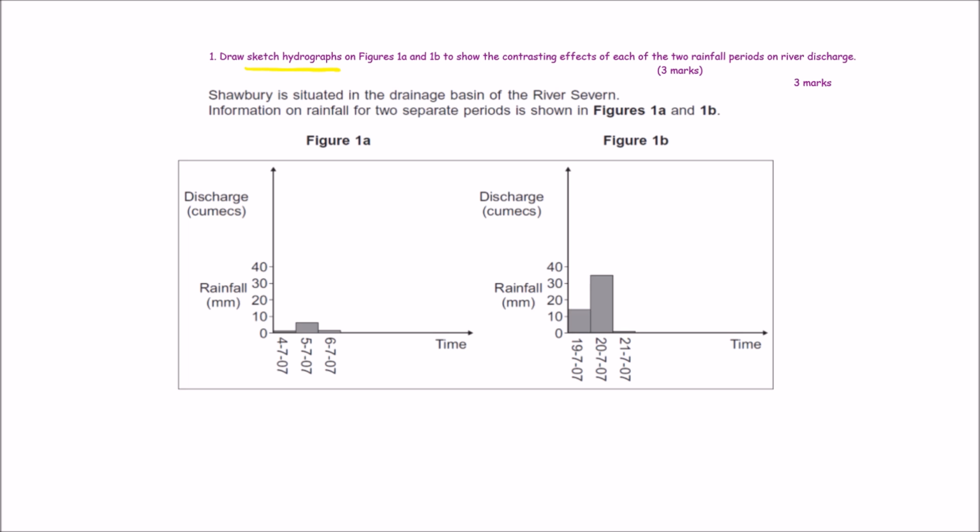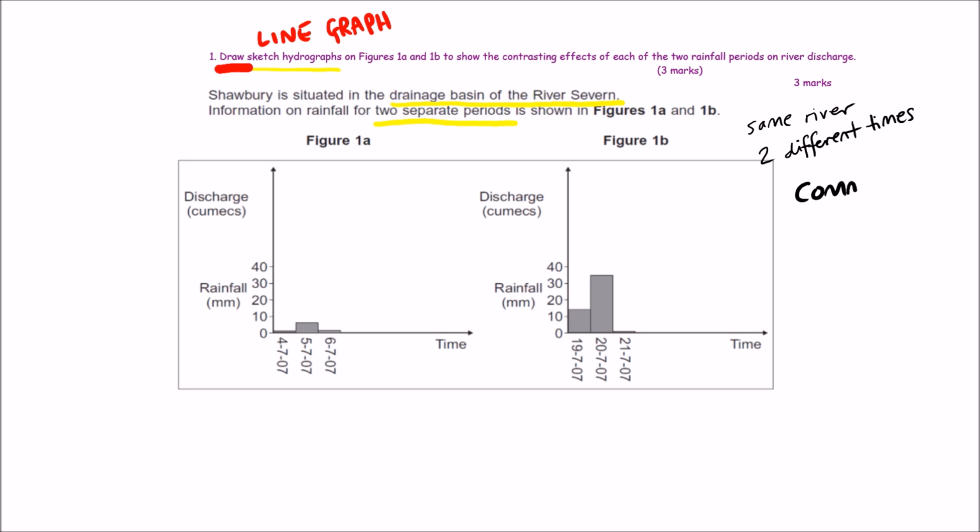Now, the first thing to remember is that a hydrograph is a line graph. So you don't need to be adding any more bars onto the diagram. Now, if we have a look at the question, we can see that the 2 graphs are from the same river. It's just that they show different periods. It's not 2 different rivers, which a lot of people think at the beginning and then get confused about.